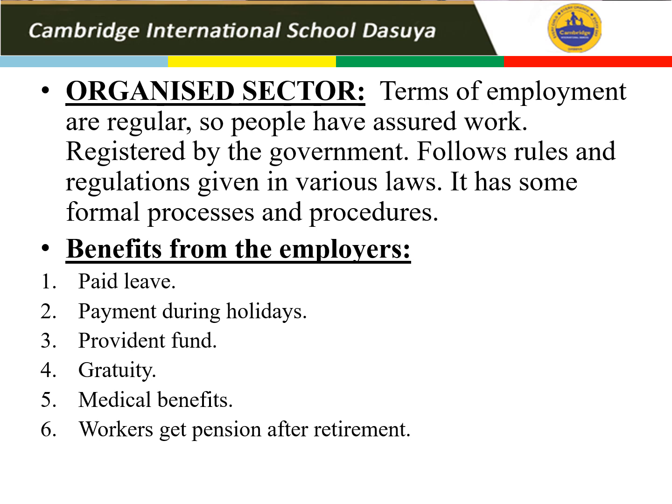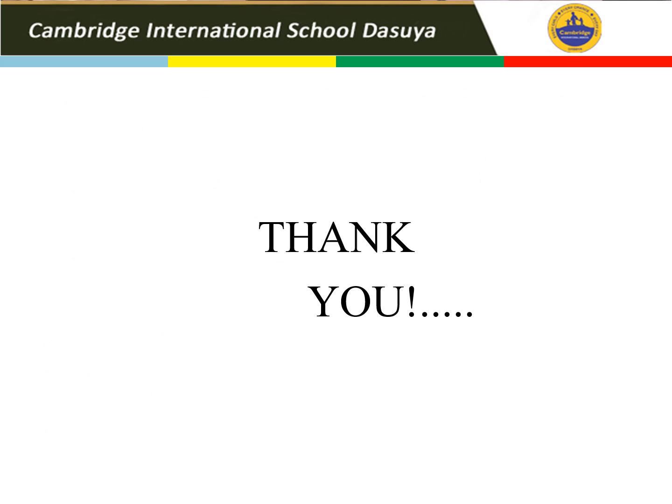Next, workers get pension after retirement. This is a rare scheme nowadays. After 2000, people are not getting pensions. But in the organized sector, this was also a feature. Some of the companies still provide it, so they give pension after retirement. That is also a benefit people get while working in the organized sector.